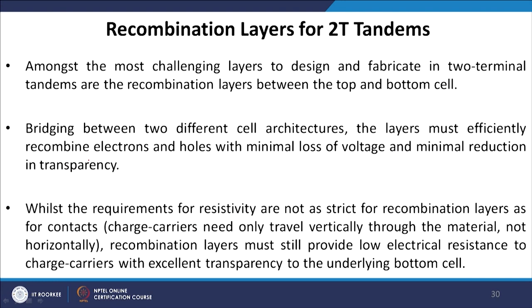Now the recombination layers for two terminal tandems. Amongst the most challenging layers to design and fabricate in two terminal tandems are the recombination layers between the top and bottom cell. Bridging between the two different cell architectures, the layers must efficiently recombine electrons and holes with minimum loss of voltage and minimum reduction in transparency. Obviously, when we put a transparent layer between the top solar cell and bottom solar cell, we have to make sure that the transparency loss is as minimum as possible and the current or voltage loss at the interface is as minimum as possible.